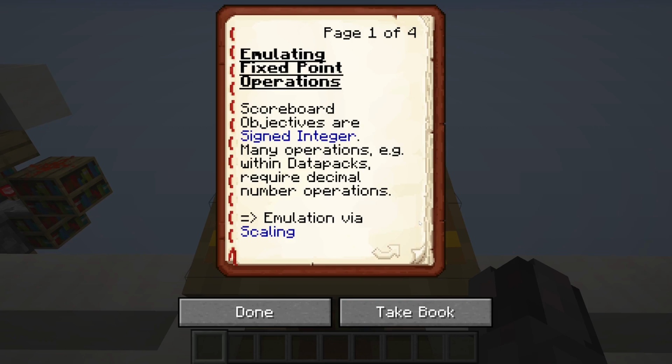Unfortunately, when you're working with scoreboard objectives, which are very commonly used for that, you have only signed integers available to you. They are from minus to plus around about 2 billion, which is a great span, but they are whole numbers. You can nevertheless emulate fixed point operations by using a scaling factor. So let's quickly talk about how that works.